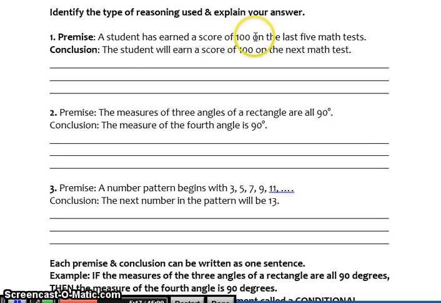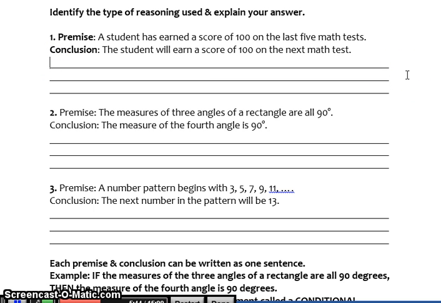So here we have some other examples. We want to identify the type of reasoning used, and we also need to explain our answer. Now, I'm going to do number 1, but you guys are going to have to fill in numbers 2 and 3 on your own. And number 1, our premise is that a student has earned a score of 100 on the last 5 math tests, and our conclusion is that the student will earn a score of 100 on the next math test. We need to know, is that inductive or deductive reasoning?